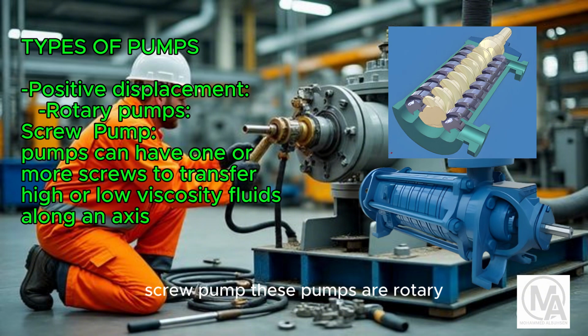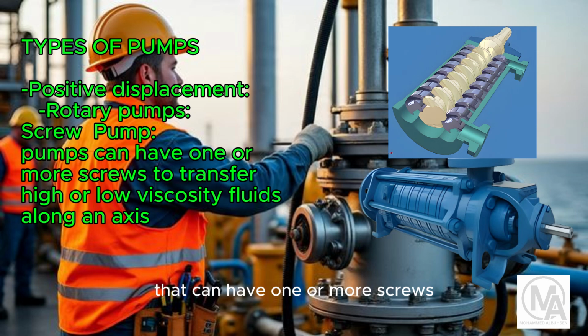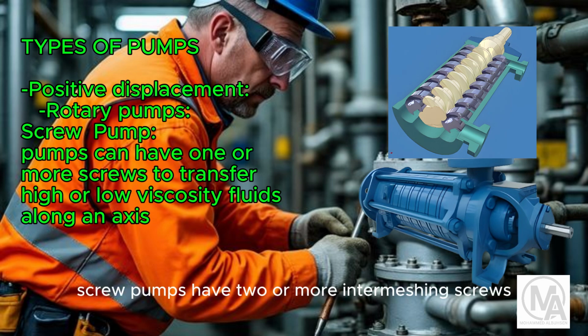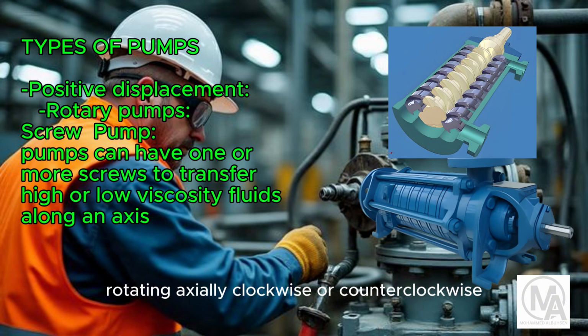Screw pump. These pumps are rotary, positive displacement pumps that can have one or more screws to transfer high or low viscosity fluids along an axis. Although progressive cavity pumps can be referred to as single screw pumps, typically screw pumps have two or more intermeshing screws rotating axially clockwise or counterclockwise.